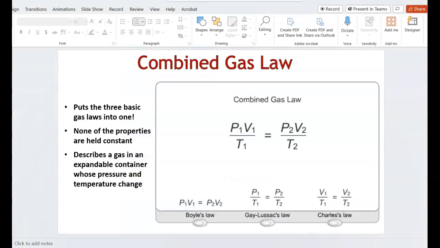So the combined gas law is just that. We're combining the three basic gas laws into one. Nothing is being held constant. This describes a gas in an expandable container whose pressure and temperature change. I believe this comes from your course. If you go through the combined gas law section, you should be able to play around with this if you choose.